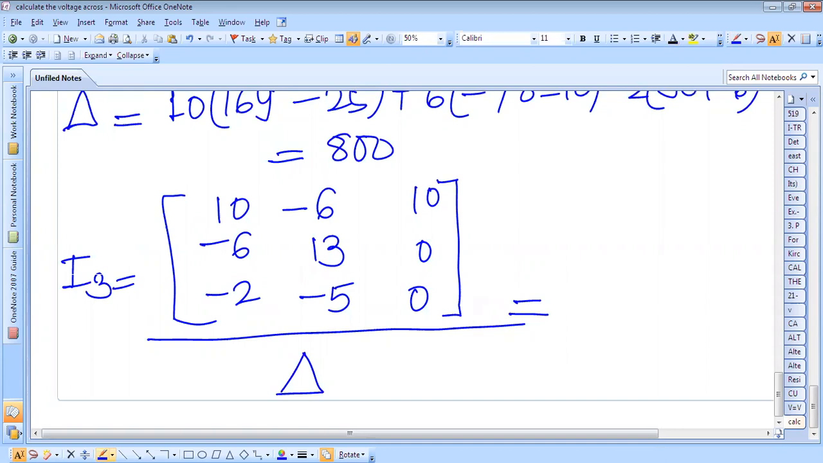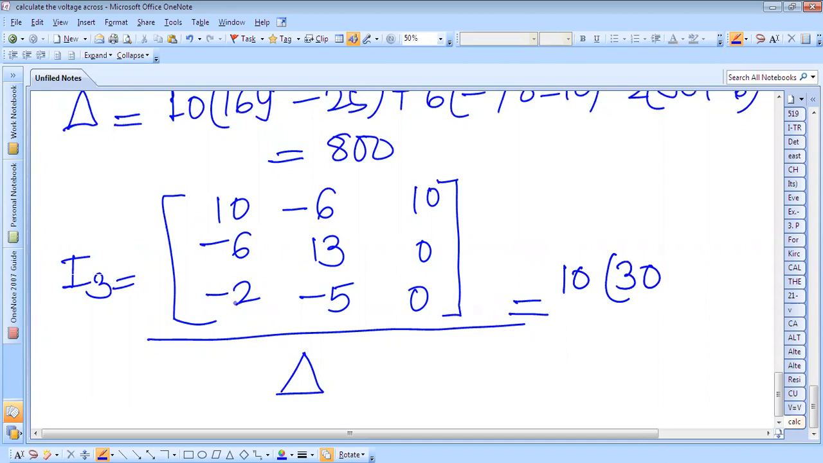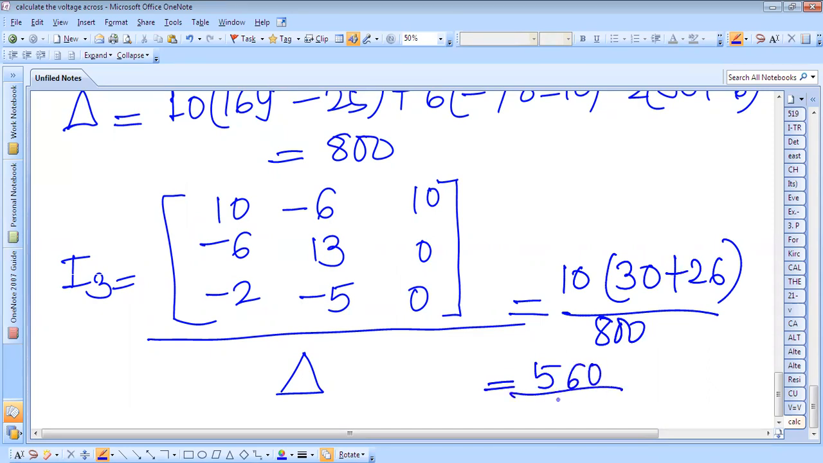So we have to find this: 10 into the product of this is 0, minus 6 into the product of this is also 0. So finally it is 10 into this, minus minus plus 30, minus minus again plus, divided by the value of del, which is 800. So this is 560 divided by 800, and this is equal to 0.7 ampere.